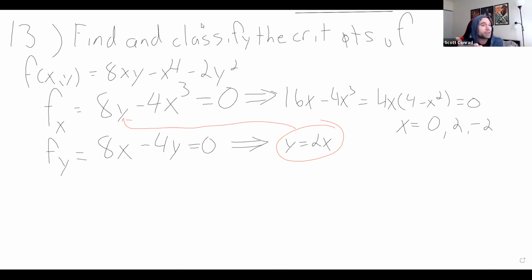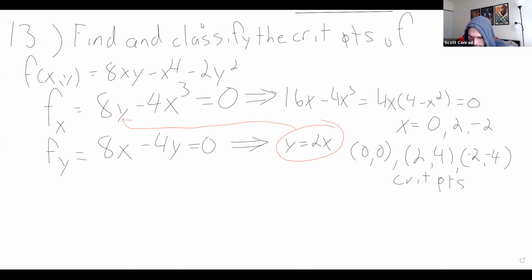And we know the y value at each critical point is equal to 2 times the x value. So we get the point x equals 0, y equals 0, 2 times 0. We get the point x equals 2, y equals 2 times 2, which is 4. And x equals negative 2, y equals 2 times negative 2, which is negative 4. So these are our critical points.